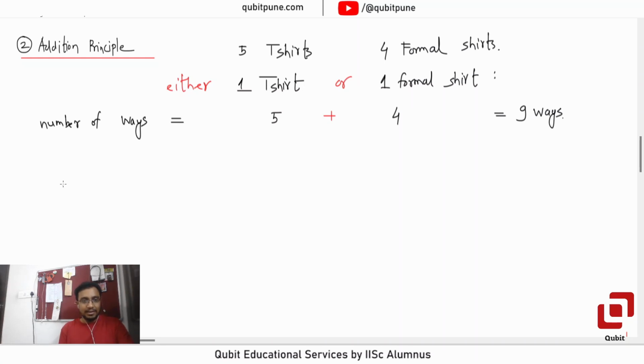Now there is a theorem associated with this in probability. We call it addition theorem. We've seen that. Addition theorem of probability is there where we add the probabilities. And usually addition theorem is at work when we have union of two sets.